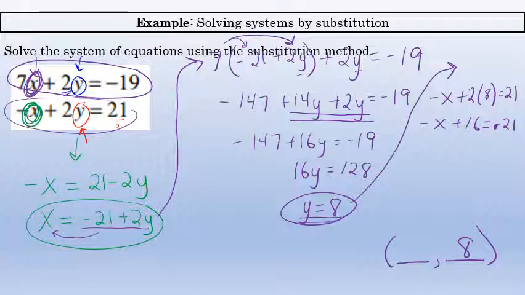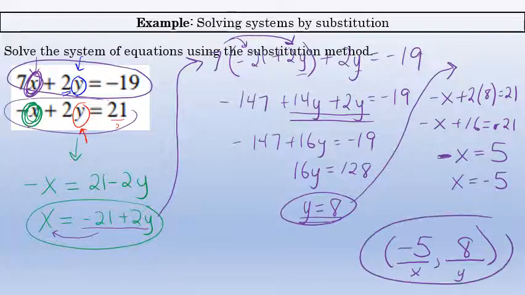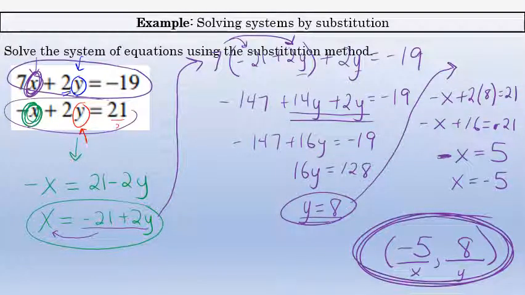I'll then subtract 16 from both sides. -x equals 21 minus 16, which is 5. Now this is not the value of x. This is -x equals 5. So I'll divide both sides by -1 and find that the value of x in the solution to this system is -5. Writing my final answer as an ordered pair, the x-coordinate is -5 and the y-coordinate is 8. The solution to this system of equations, using the substitution method, is (-5, 8).